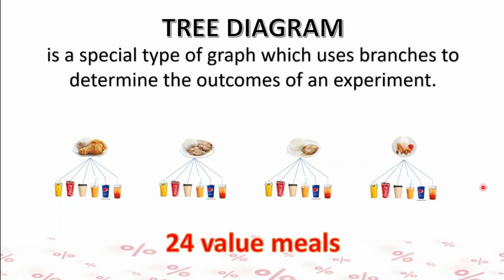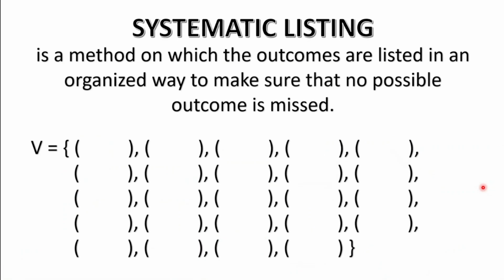And another one that we can also use is what we call the systematic listing, which is a method on which the outcomes are listed in an organized way to make sure that no possible outcome is missed. And just like the first two, we have a keyword here, which is the word listed itself. So it will imply that it is a type of listing. But let us also not forget this adverb systematic, because that is implying that we are going to do it in an organized way.